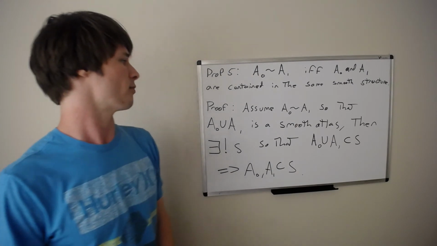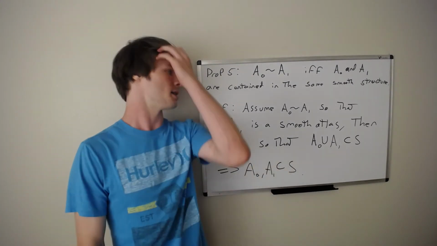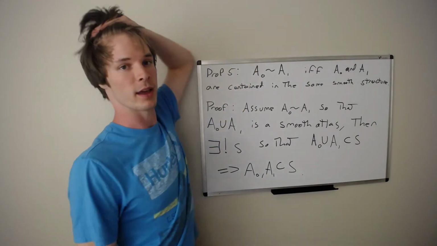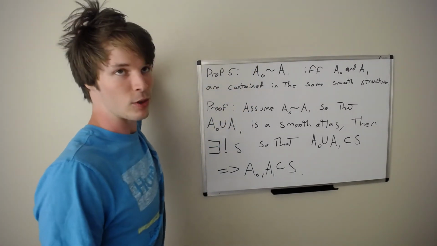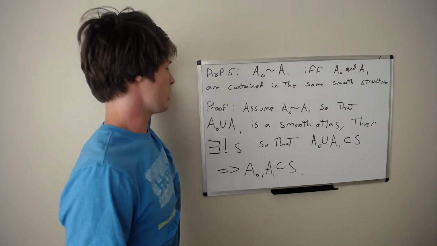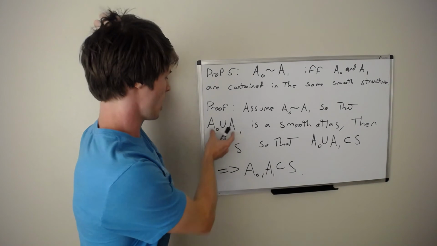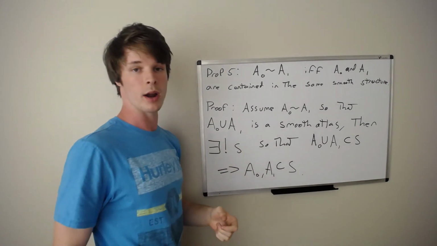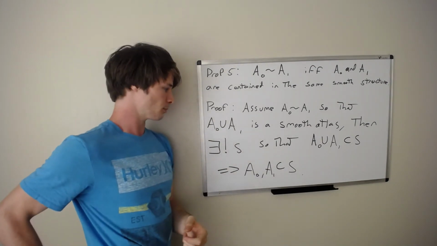So let me justify that for you. Assume that A0 was compatible with A1, just by that second definition that I gave you so long ago for me, but not too long ago for you. And so by that definition, the union of A0, A1 is in fact a smooth atlas.